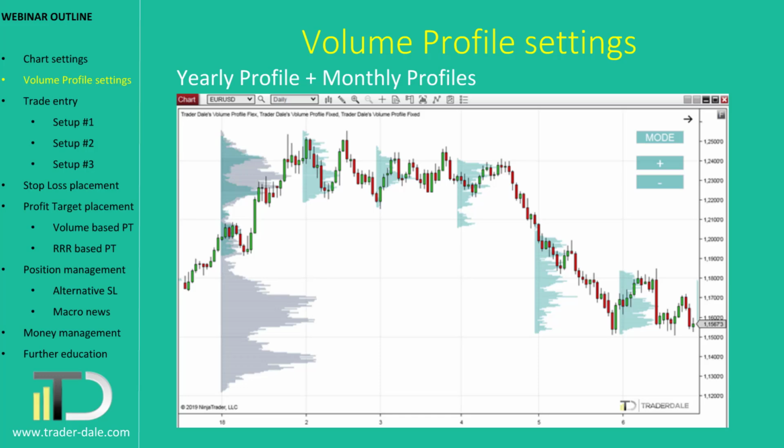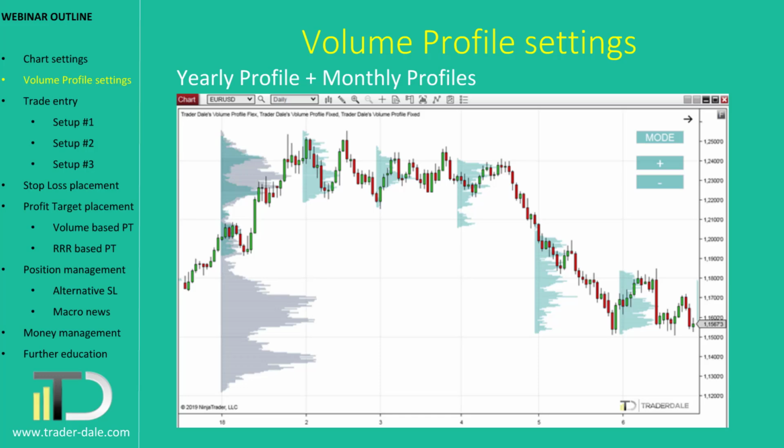So you can see how the volumes were distributed throughout the whole year. I think this is really important to see how the volumes got created and where the institutions placed most of their volumes throughout the year. So the yearly profile gives us the overview of the whole year, and then I combine it with the monthly profiles, and those monthly profiles show us how the volumes were distributed throughout each month. So every month there's a volume profile printed.